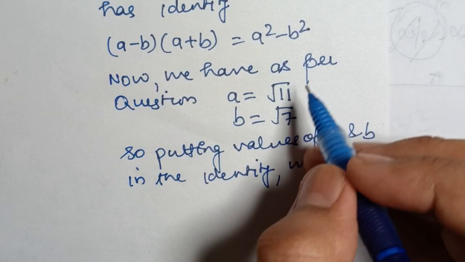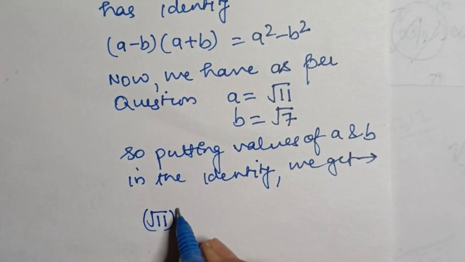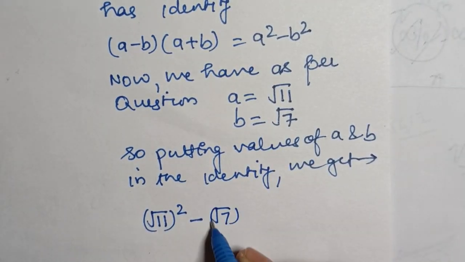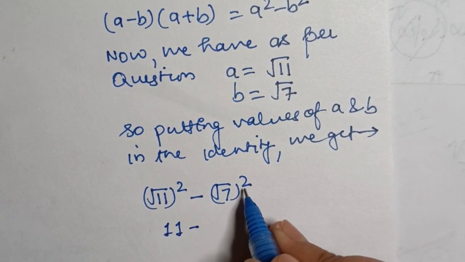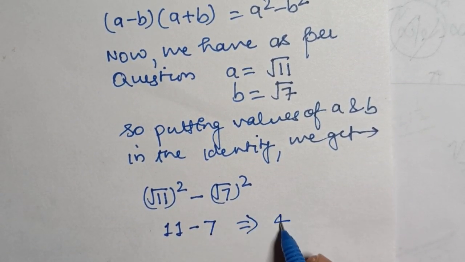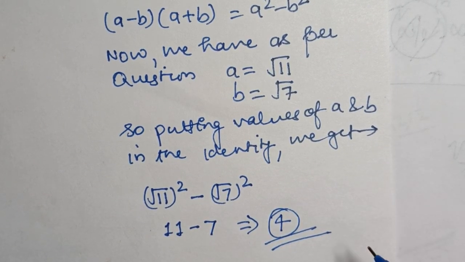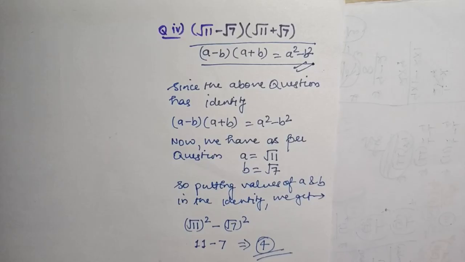a square minus b square. So what will you write in place of a square? Root 11 square minus root 7 square. So root 11 square is what? 11 only, minus root 7 square is what? 7 only. So 11 minus 7 is how much? 4. Okay, I hope you got the point.